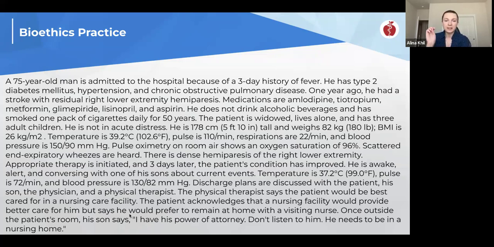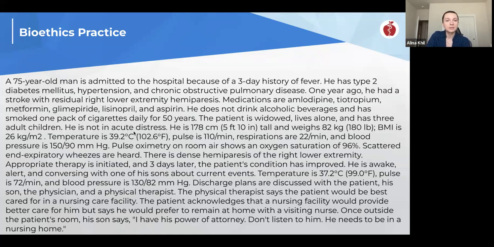And oftentimes I find that they may list all these medications or all these conditions, but for ethics questions, the big thing to glean from that is, okay, is this somebody who's sick or someone who's not sick? Because they're not really going to be asking us about the medical conditions or medications that the patient's taking. Does not drink alcohol, 1 pack of cigarettes for 50 years, widowed, lives alone, 3 adult children, not in acute distress. They give us his weight and his height and BMI.